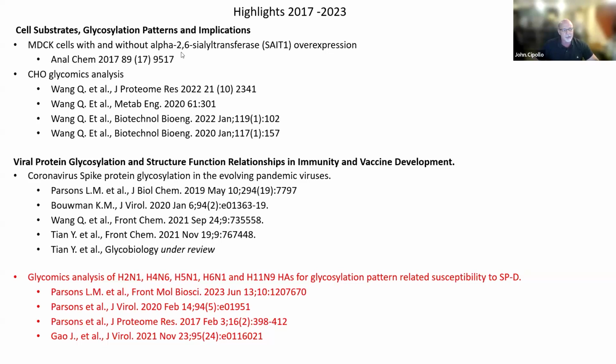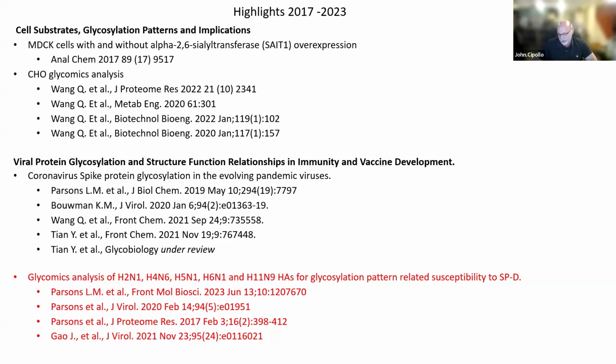So we looked at MDCK cells, different versions, those that had differences in 2,6-sialic acid. And then we looked a lot at CHO cells, the glycomics of CHO. We worked with Dr. Mike Bettenbaugh, who's done a lot of glycoengineering of CHO cells. And then we looked at structure-function relationships in viral immunity and vaccine development.